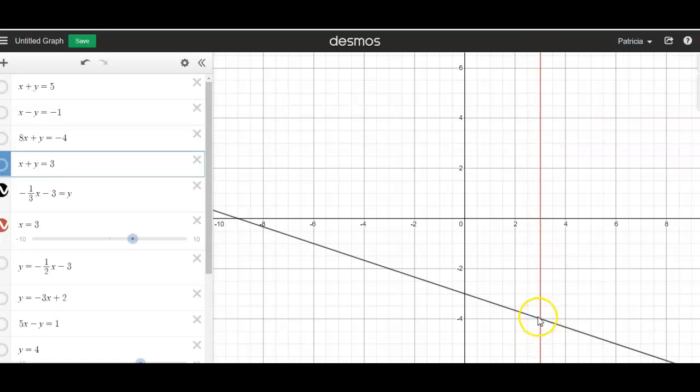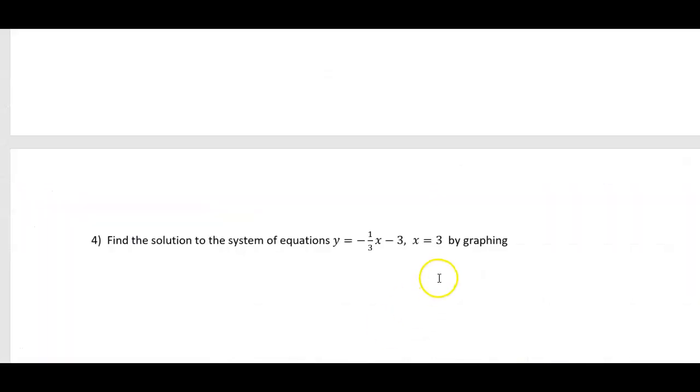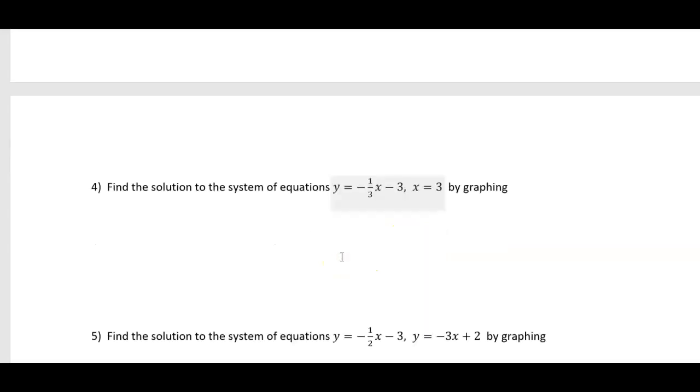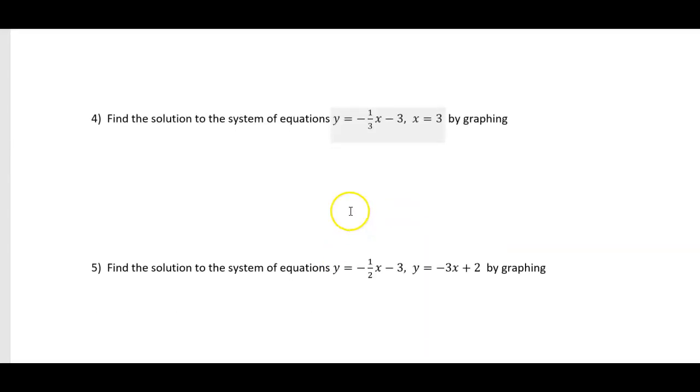Here's my intersection, right down there for the solution. You would expect x to be 3 because that's the only value of x I'm going to find on the red line, and y is negative 4. So I get (3, negative 4) as my solution. And if I put in x is 3 here, negative 1/3 times 3 will give me negative 1. Negative 1 minus 3 does indeed give me negative 4. So for this one here, we had (3, negative 4).